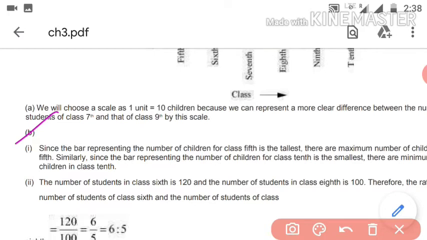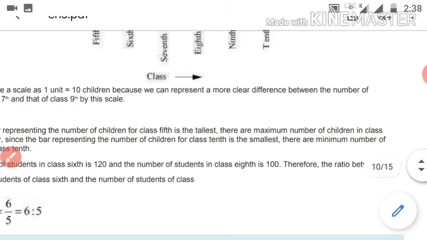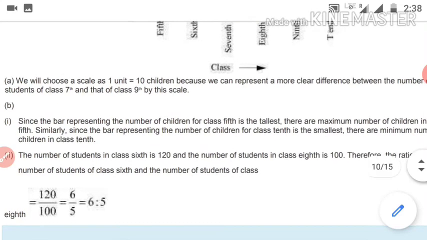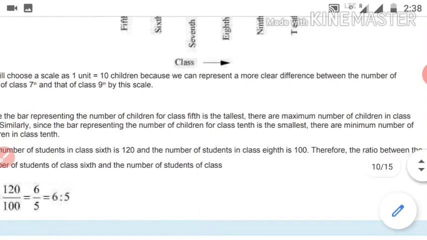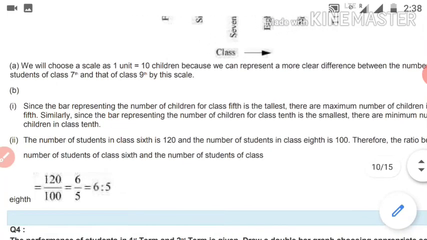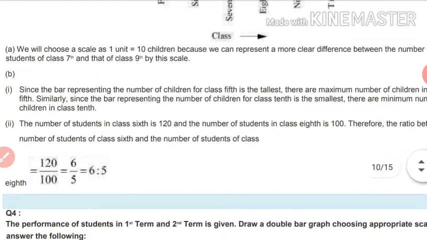Now B, since the bar representing the number of students for class 6 is the tallest, there is a maximum number of children in class 6. Similarly, since the bar representing the number of children for class 10 is the smallest, there is a minimum number of children in class 10. So maximum number is in class 5 and minimum number is in class 10.